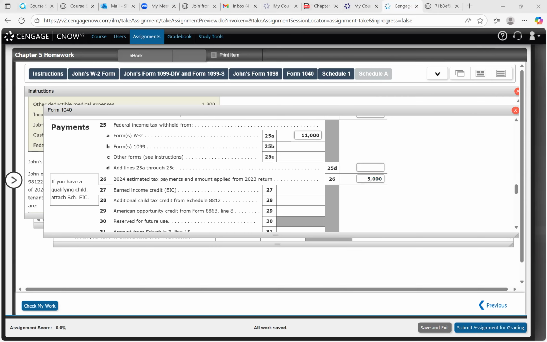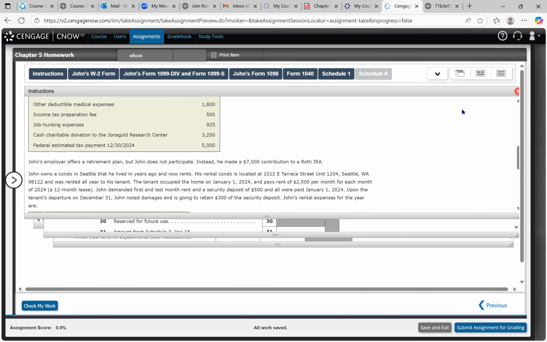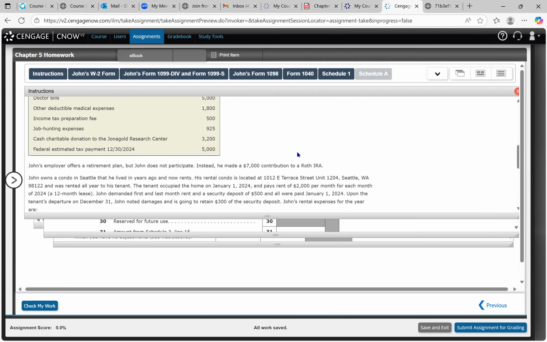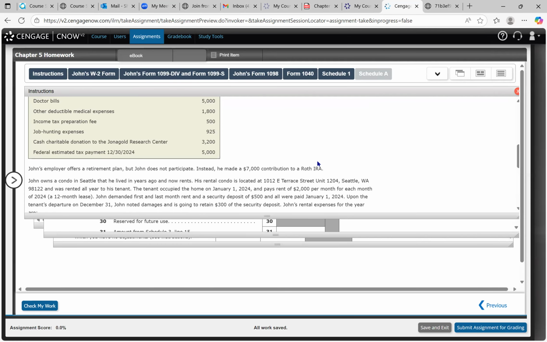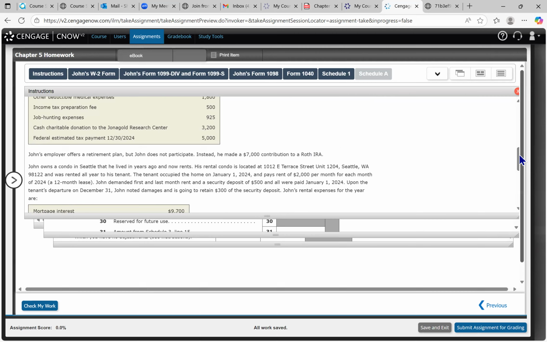As far as the answer sheet here, you should be able to see it right here, estimated tax payments here of 5,000. Okay, guys, moving back to the instructions. John's employer offers a retirement plan, but he doesn't participate. Instead, he made a 7,000 contribution to a Roth. Now, if it was a traditional IRA, we could deduct it. Since it's a Roth contribution, that is not deductible.